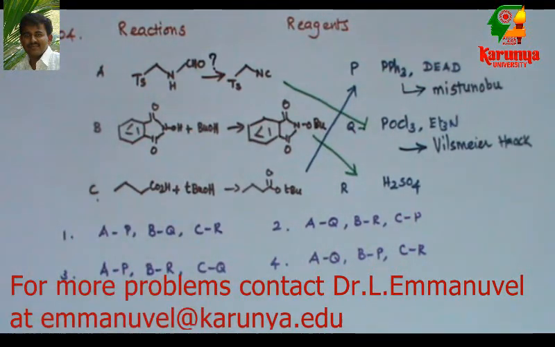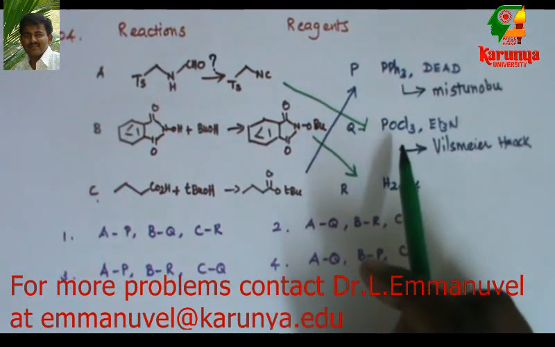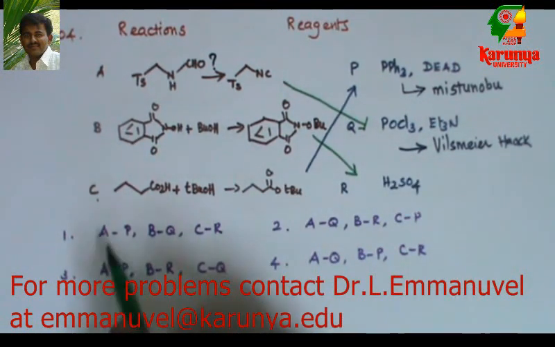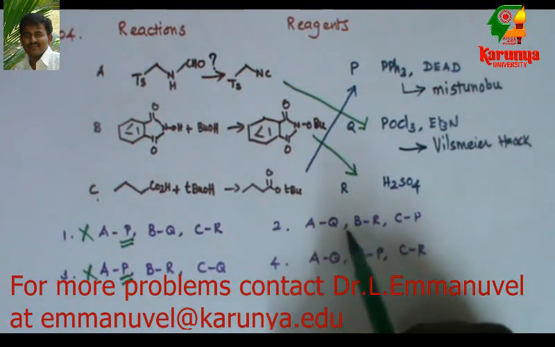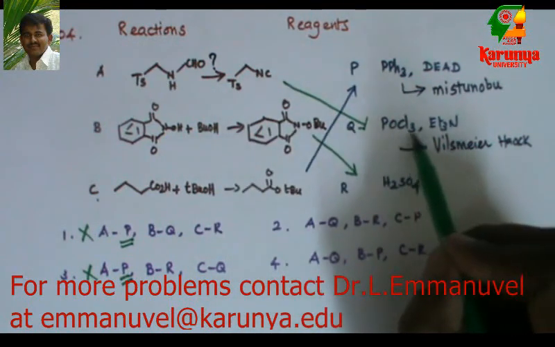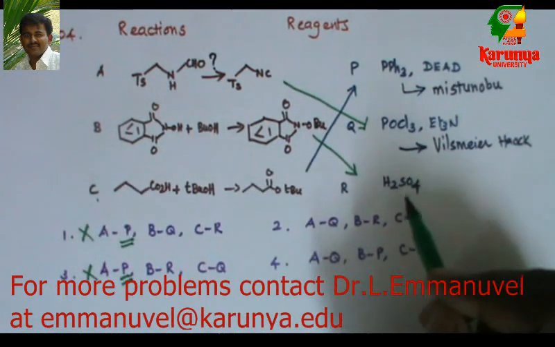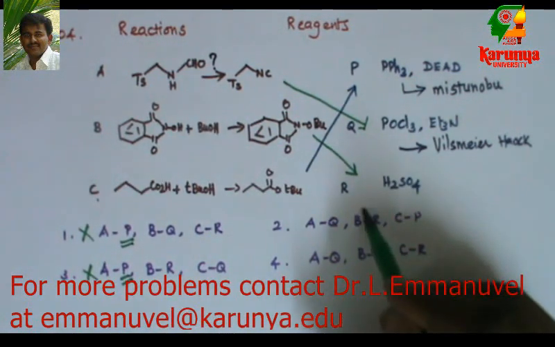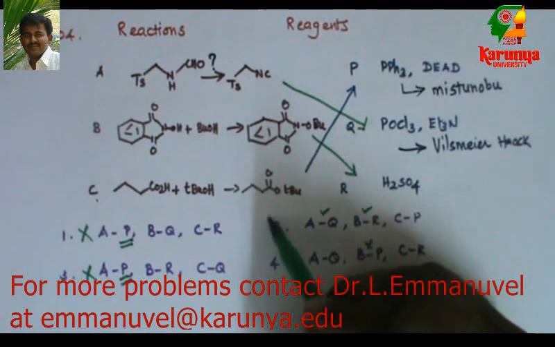Now let's go to the options. A, the condition is Q, but in this they have mentioned P. So these two are wrong. In these two, it is correct. A has been matched with Q, that is POCl3 and triethylamine. B should be matched with R. So this is correct. But in this one, it is matched with P, that is triphenylphosphine and DEAD. So this is wrong. So the answer is 2.